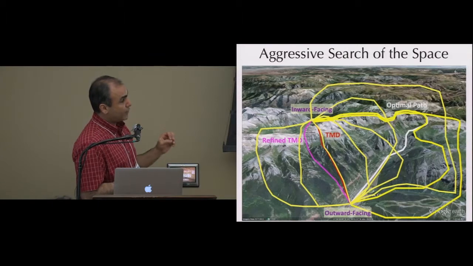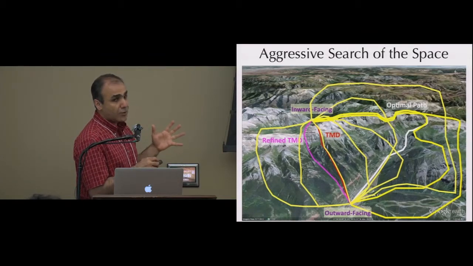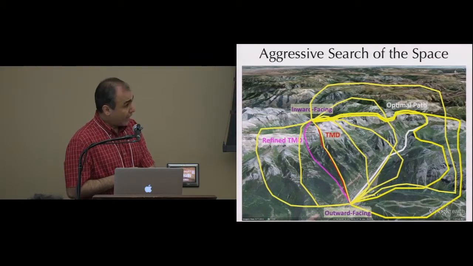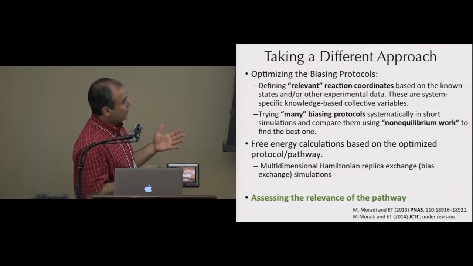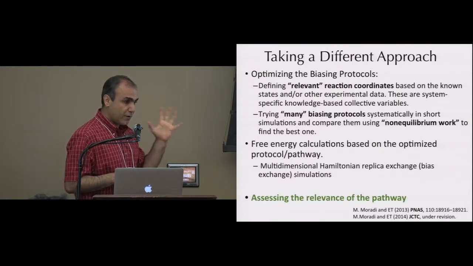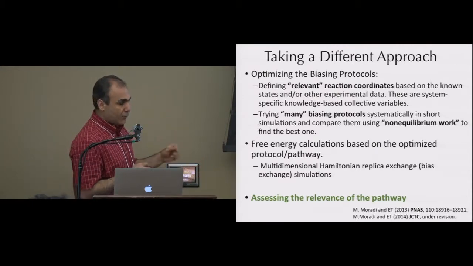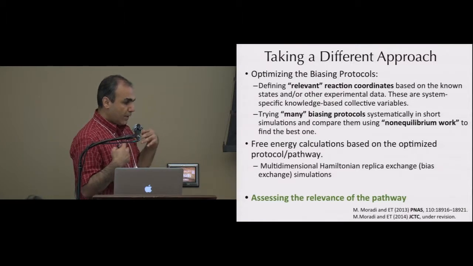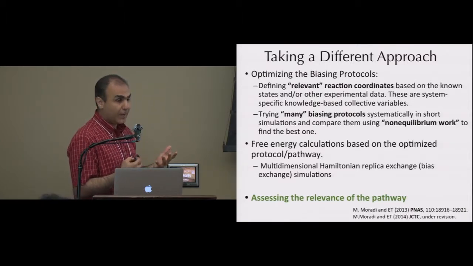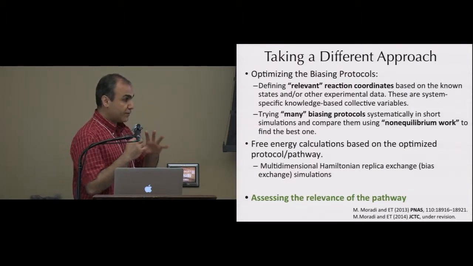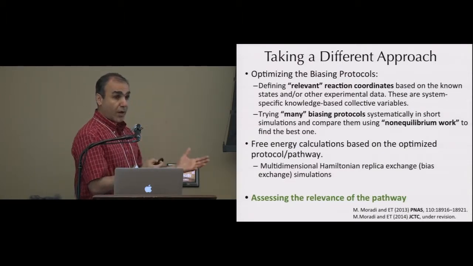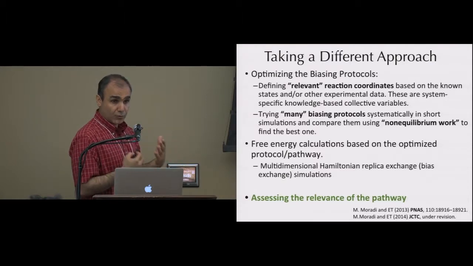And then the second part is that you have to be able to compare the quality of these potential initial guesses, and for that we use non-equilibrium work. So these are the two novel aspects here. We try to define relevant reaction coordinates instead of using computationally convenient reaction coordinates. We try to look at the protein, which becomes very empirical in a way. What are the global degrees of freedom that are changing going from one state to another, and we try to align our collective variables along those degrees of freedom.